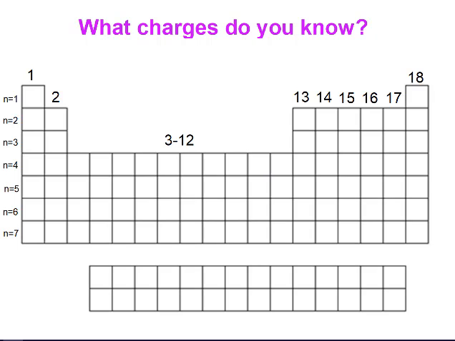So we've covered what charges on the periodic table you should know. As a reminder, this first column, the alkali metals, are +1. Alkaline earth metals are +2. We have silver, zinc, cadmium, aluminum, and gallium that you should know. Silver was a +1. Zinc and cadmium are +2s, and aluminum and gallium are +3.